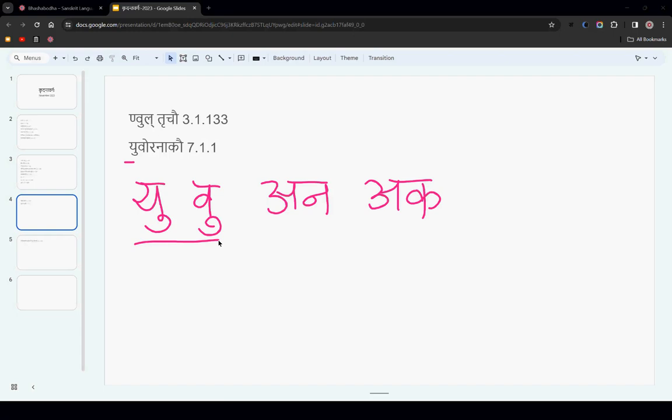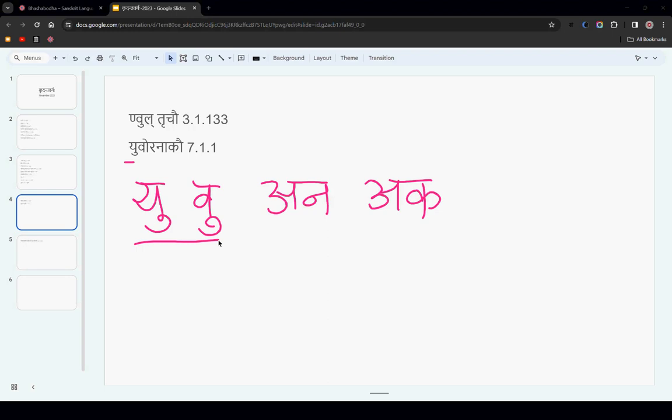What this sutra is saying is, where there is a U and Vu, in that place Ana and Aka will be replaced or substituted, Adesha. Where there is a U or Vu in the pratyayas, Ana and Aka will be replaced. There are other reasons why this extra step is needed, why not just directly add Ana and Aka, because in some other places this is more helpful to shorten the processes.